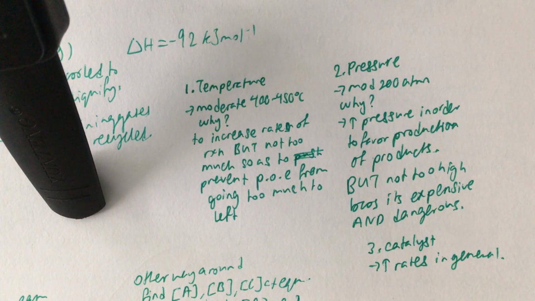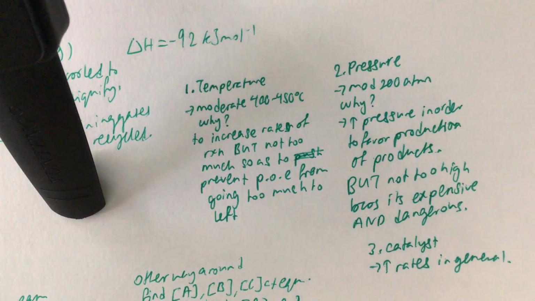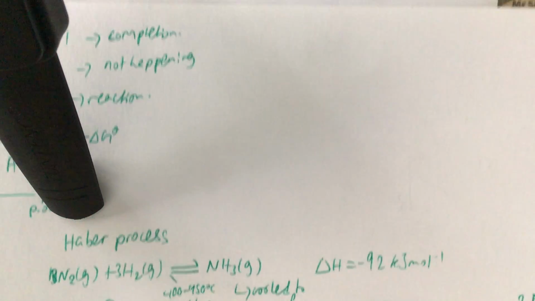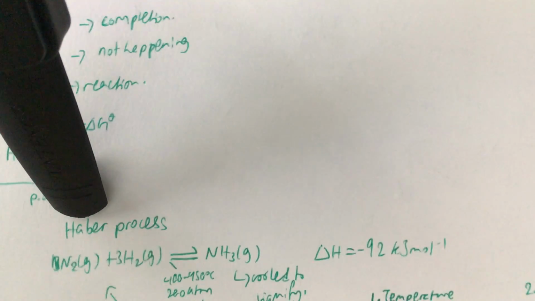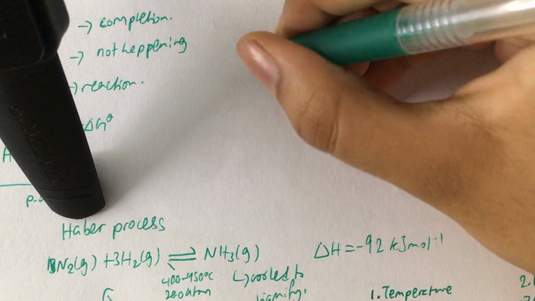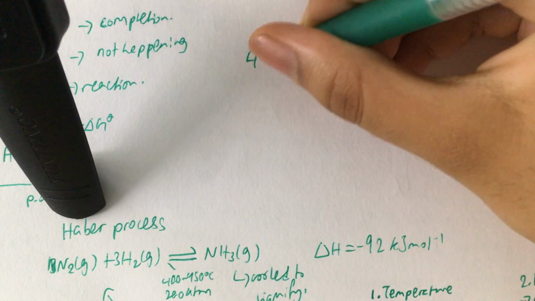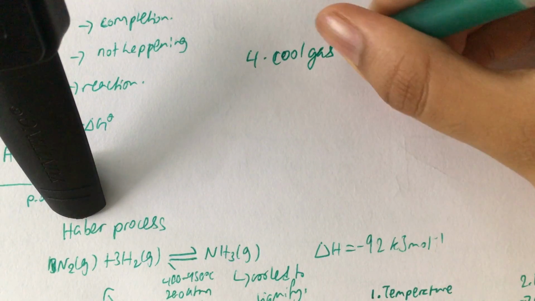Okay, so you might be wondering, two of them increase the rates of both the forward and backward reaction, so how do you make sure to favor the forward reaction more than the backward reaction? Simple, just remove the product. That's pretty much one of the important steps here, which is to cool the gases afterwards and return the unreacted gases back.